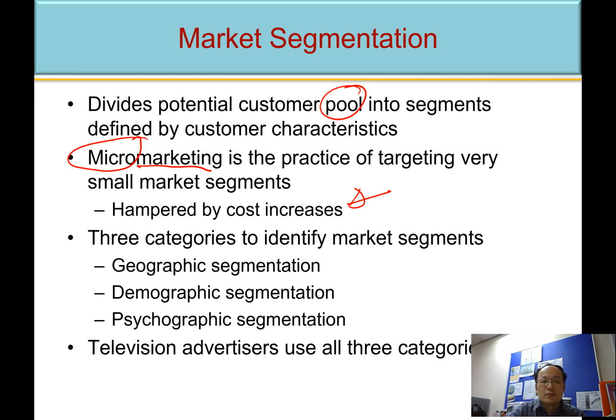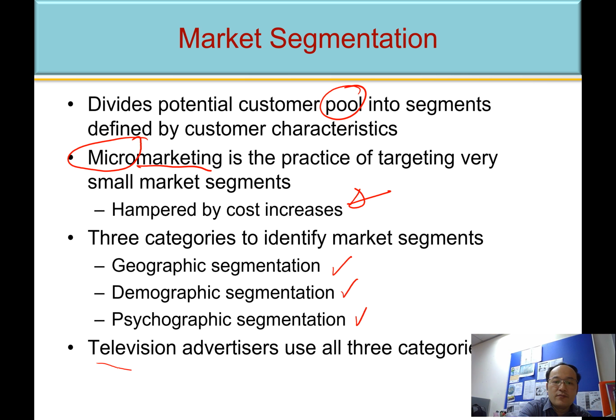There are three categories to identify market segments. It can be geographics, which is different locations, demographics, and also psychographics. Psychographics is understanding their psychological needs, understanding their demographics, and also understanding the locations.